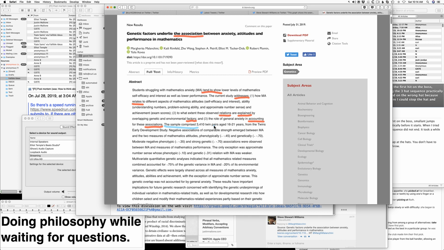Okay, so they got twin pairs aged 16 to 21. So when I've previously looked at twins data sets, the data quality was very bad, and a lot of the data had low n size.